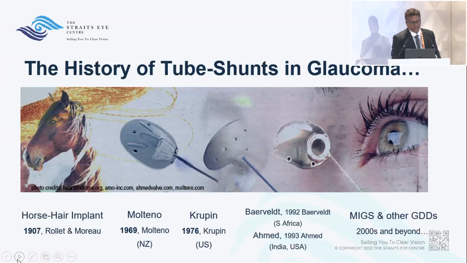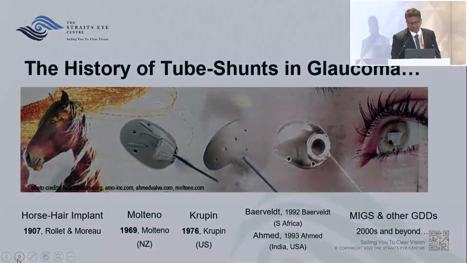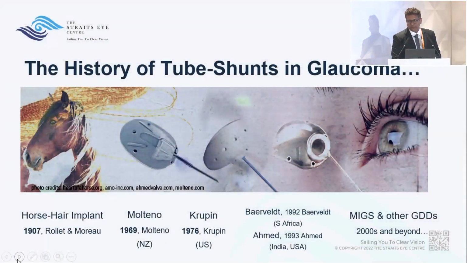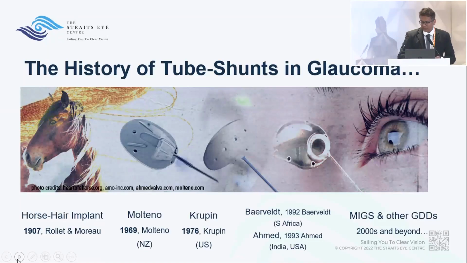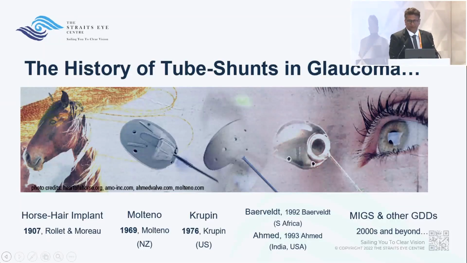And it took about 60 more years for Molteno to finally realize that actually we might need to use more than just a wick to drain the fluid out to a subconjunctival, subtenon space in a capsule, and then slowly that percolates and drains out towards conjunctival veins, and that's how this device found a resuscitation. And now we are doing more of the same.